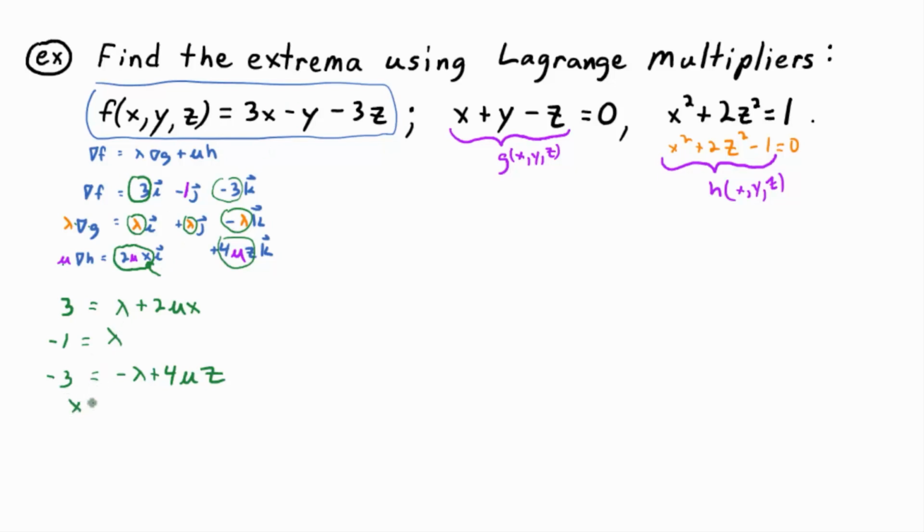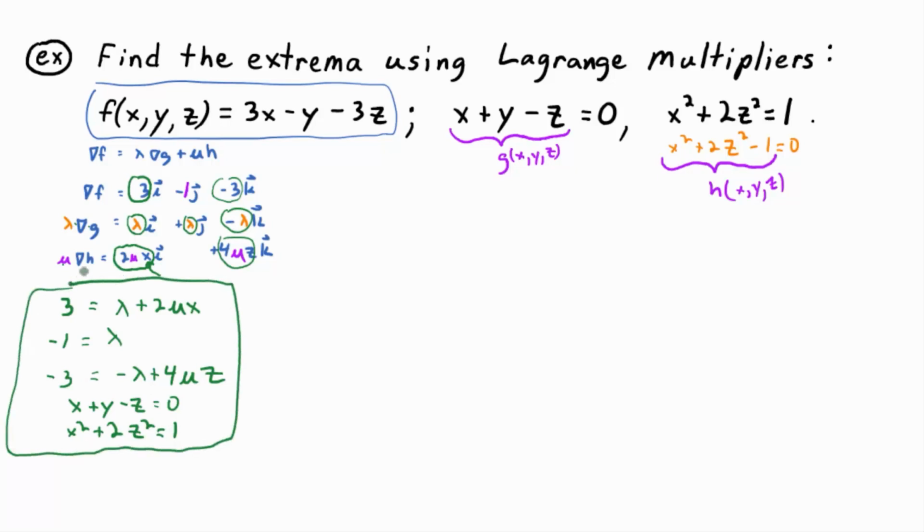And finally, 2 more equations. What are they? The constraints: x plus y minus z equals 0, and I'll write the original form of the second constraint, x squared plus 2z squared equals 1. Oh joy, we got 5 equations. I know, but it's not as bad as it looks. Lambda equals negative 1. Come on, that's not bad. Stop complaining. Back in World War II, we had to solve 30 equations and 30 unknowns.